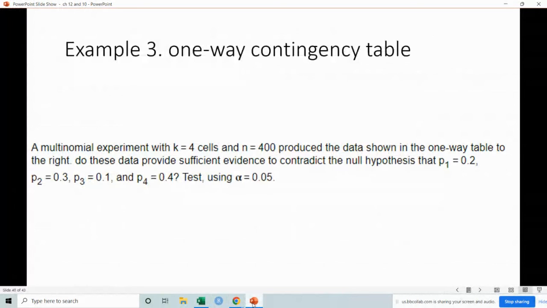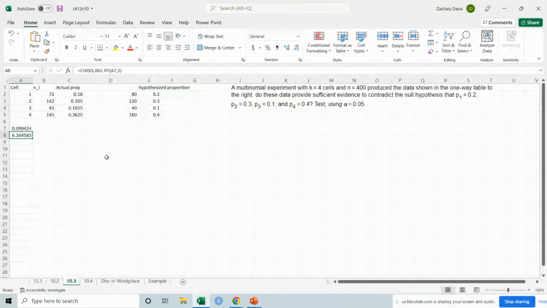Okay, so the next example is a one-way contingency table. We have a multinomial experiment with k equals 4 cells and n equals 400, producing the data shown in the one-way table. Do these data provide sufficient evidence to contradict the null hypothesis that each of these probabilities holds, based on alpha equals 0.05? So we can look here.